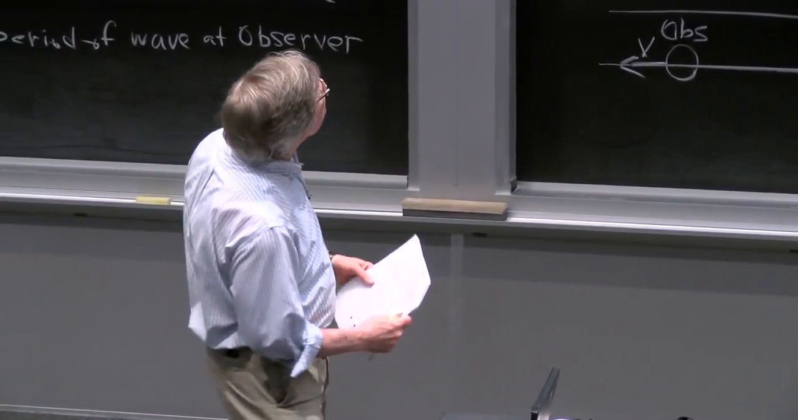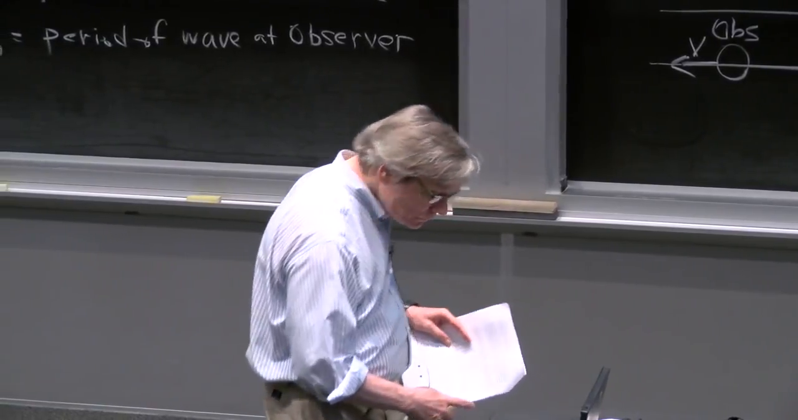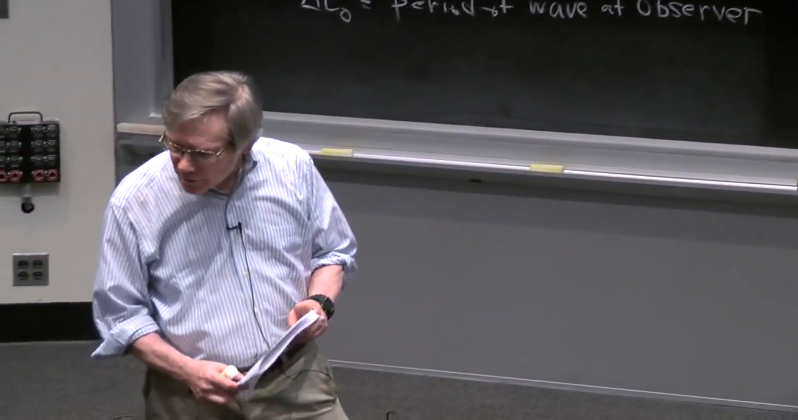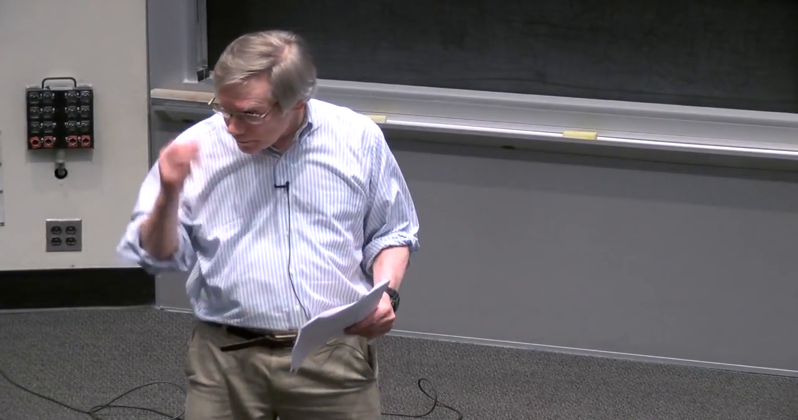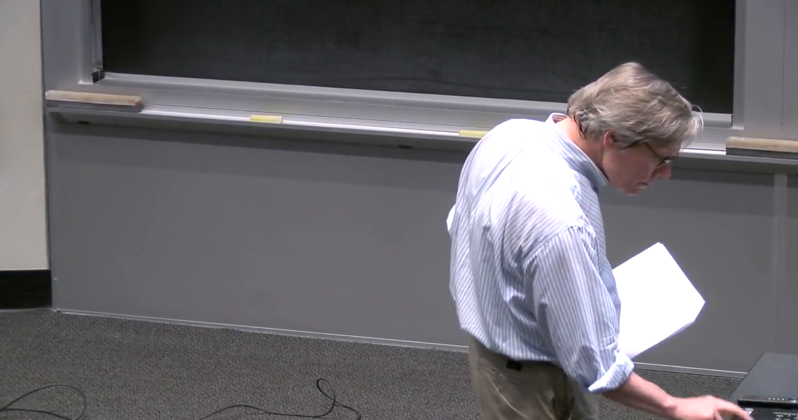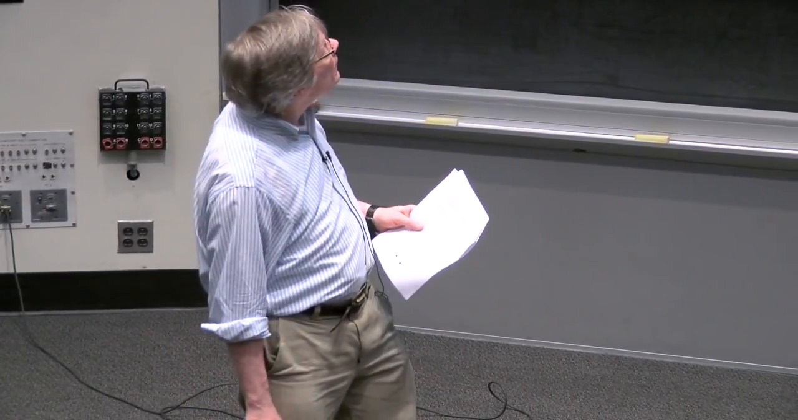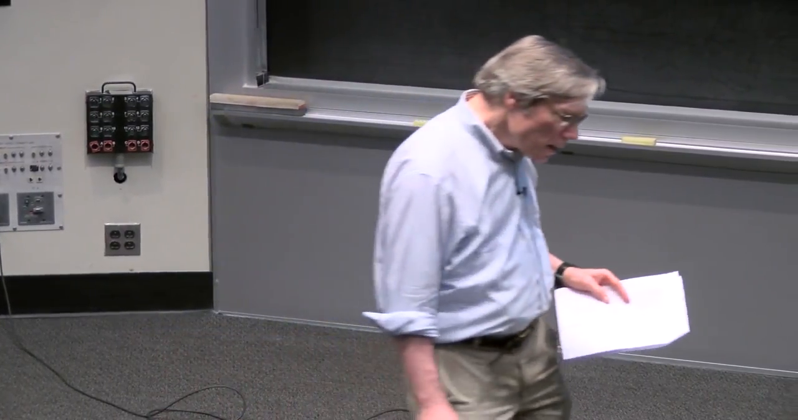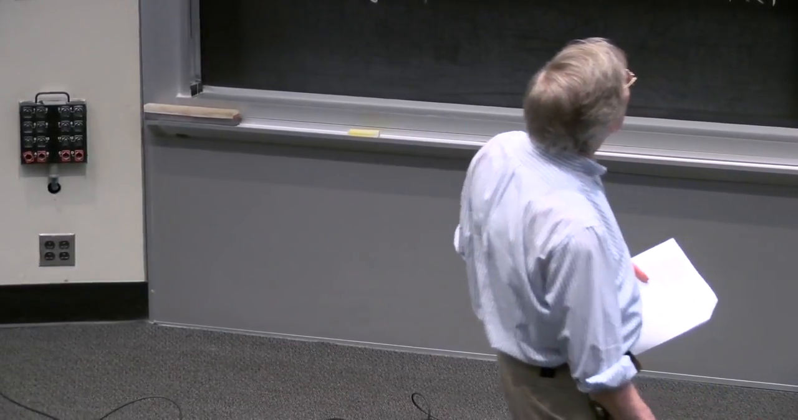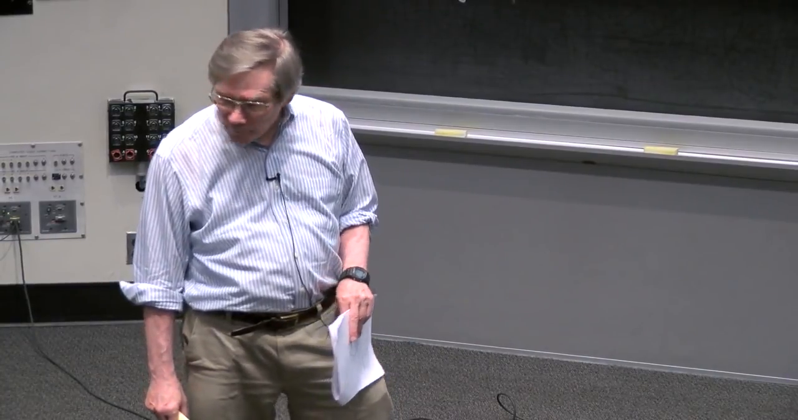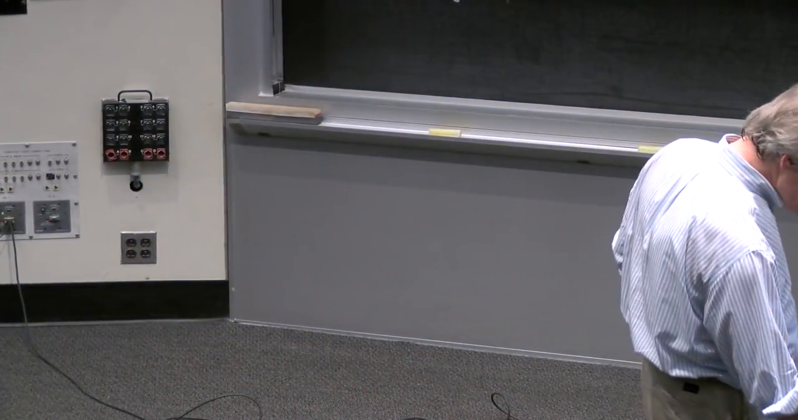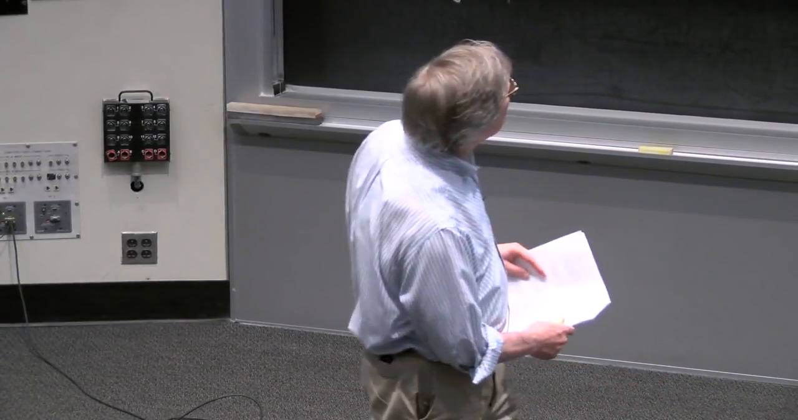So now we have a new sequence of pictures. First picture, again, is fairly trivial. The first wave crest is being emitted by the source. Picture number 2, the second wave crest is emitted by the source. Picture number 3, the first wave crest arrives at the observer. And picture number 4 now, the second wave crest arrives at the observer.